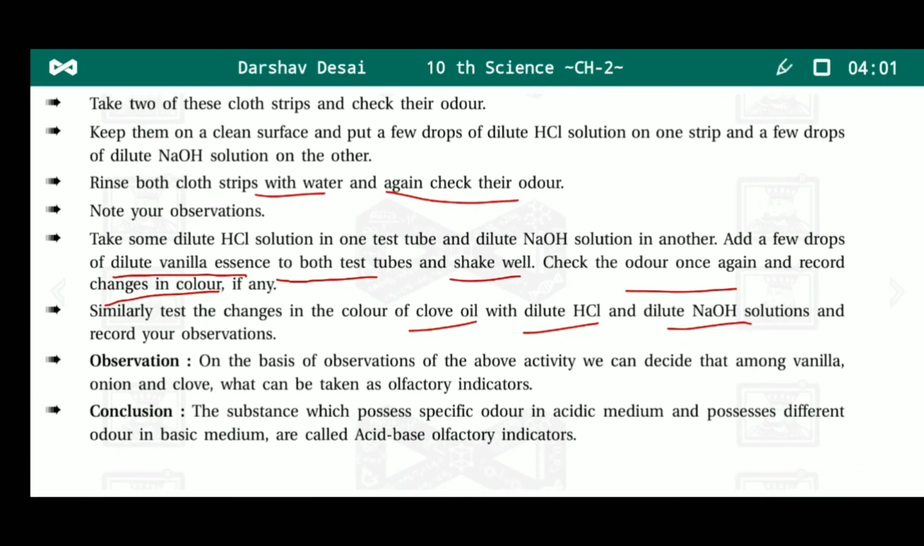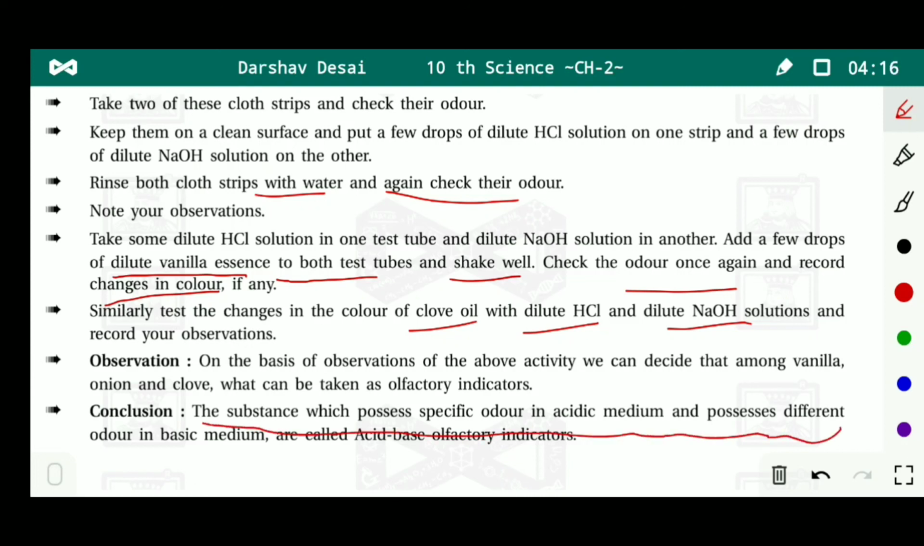On the basis of observation, we can decide among vanilla, onion and clove what can be taken as olfactory indicators. And the definition is: the substance which possesses a specific odor in acidic medium and a different odor in basic medium is called an olfactory indicator.